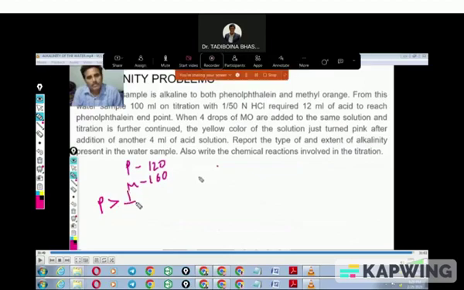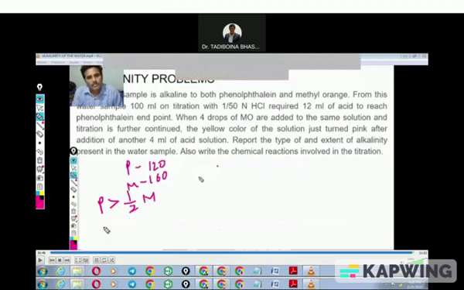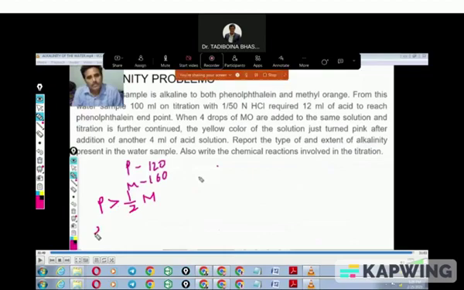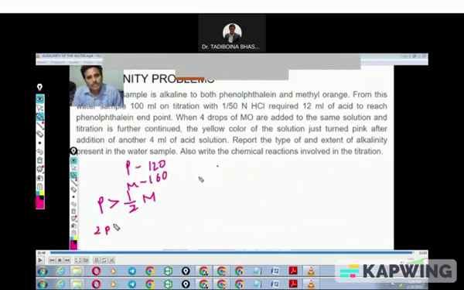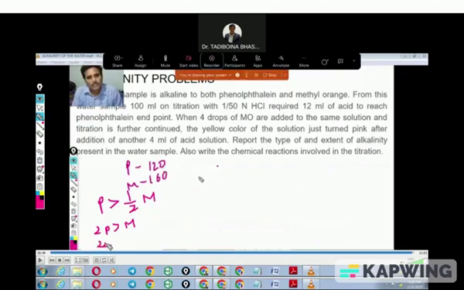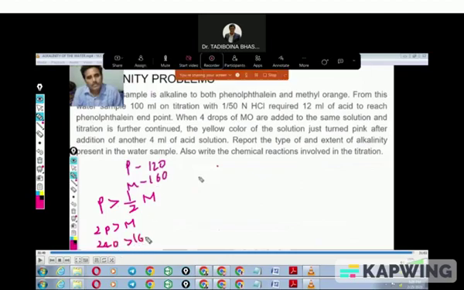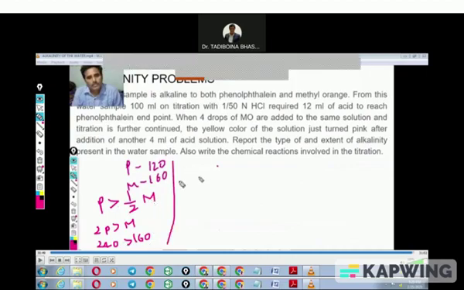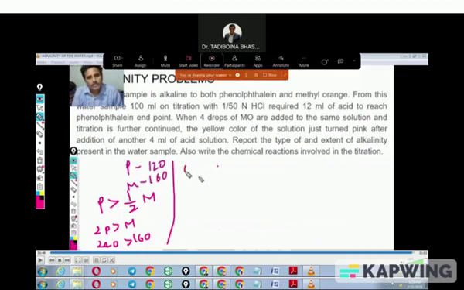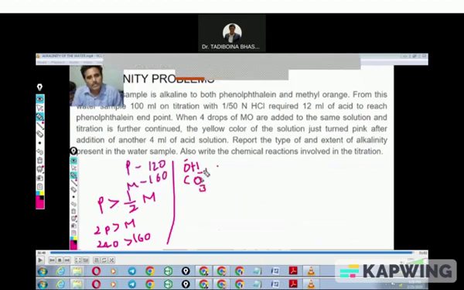So you can write the relation like this also: 2P is greater than M. What is the 2P value here? P is 120, so 2P is 240. Is 240 greater than 160 or not? Yes, it is greater than 160. So based upon this relation, we can understand that hydroxyl ions as well as carbonate ions are present in this water sample.